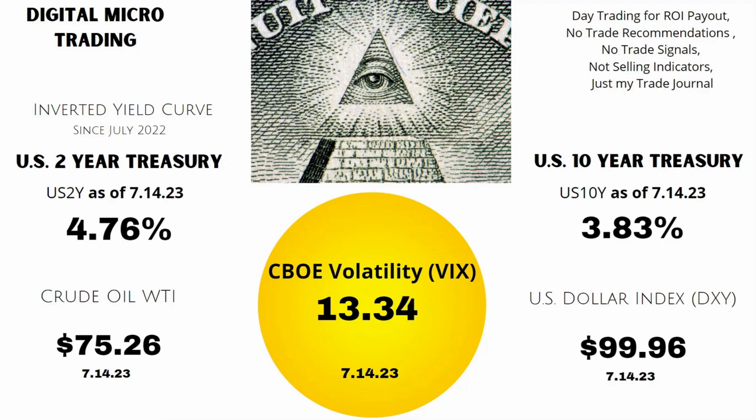So baseline 5, how we closed on Friday: the yield curve in the 2-year is coming in at 4.76 on the close of Friday, and the 10-year 3.83. In the middle of this circle is 13.34, July 14th, 2023. That was the close, and we've got oil at 75.26.